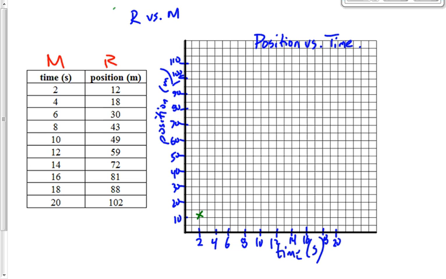My next coordinate is 4, 18, so it's going to be somewhere around there. 6, 30, right there. 8 and 43, it's going to be about right here. 10 and 49, it's going to take me to right here. 12 and 59, it takes me to here. 14 and 72. 16 and 81, 18 and 88, 20 and 102.